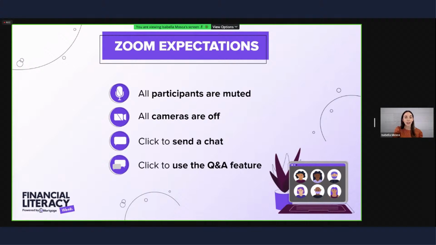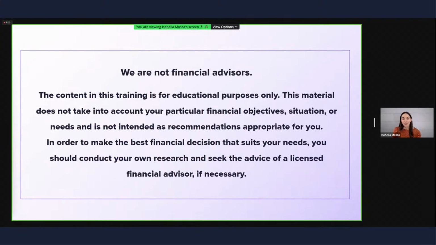So now that we know these expectations and what to do, we can get started. The other thing I want us all to be aware of is that I am not a financial advisor. This content in the training is for educational purposes only. The material does not take into account your particular financial objectives, situation, or needs, and is not intended as recommendations appropriate for you. In order to make the best financial decisions that suit your needs, you should conduct your own research and seek the advice of a licensed financial advisor if necessary. But with that in mind, let's continue on.